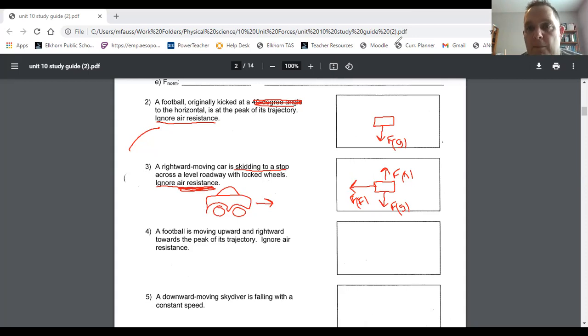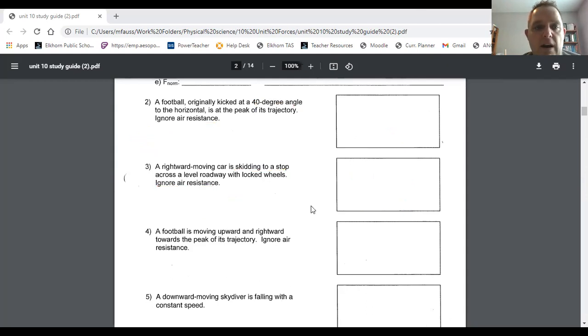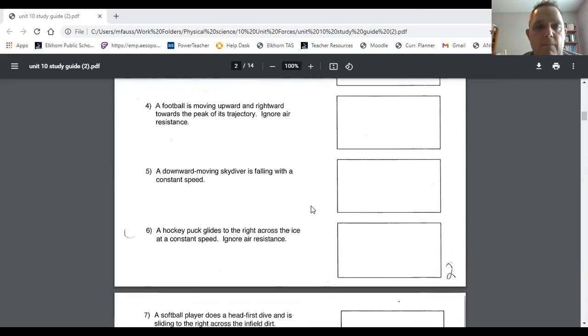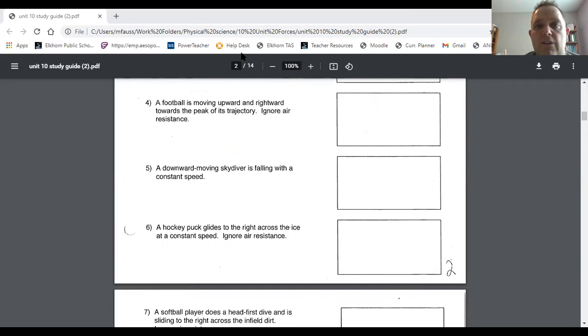Welcome back. Hopefully you tried a couple. Maybe you got stuck, but you tried and see what you got. So let us go here and start with number 4. Here's our football again. It is moving upward and to the right toward the peak of its trajectory. Ignore air resistance. Well, truth be told, this is just like the first one.